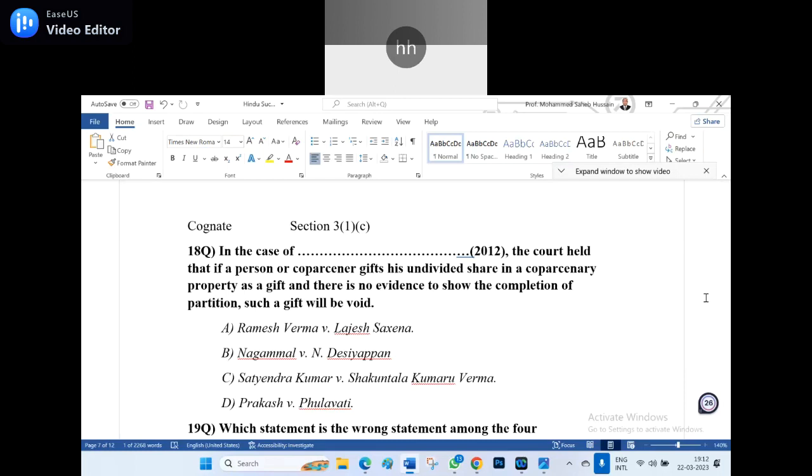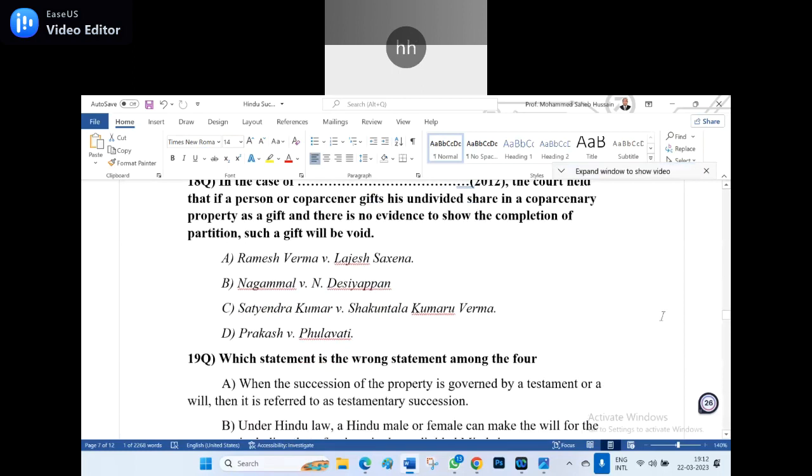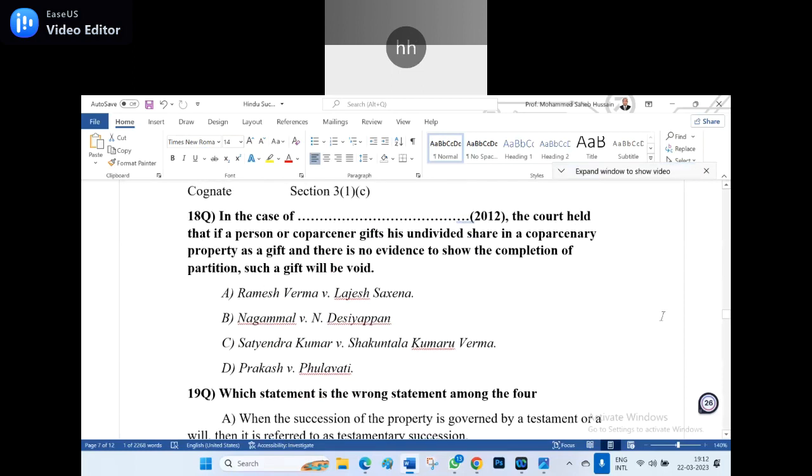A. Ramesh Verma versus Rajesh Saxena. B. Nagamal versus N. Deshayappan. C. Satyendra Kumar versus Shakuntala Kumaru Verma. That is the right answer for the 18th question. That means C is the right answer: Satyendra Kumar versus Shakuntala Kumaru Verma.